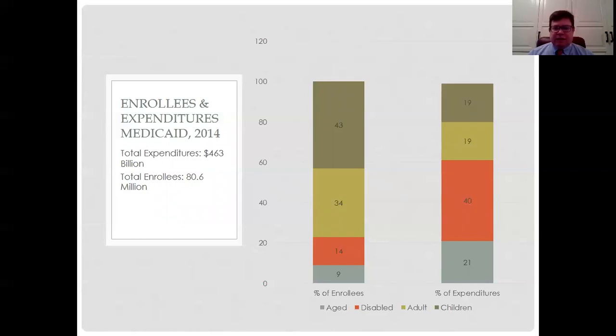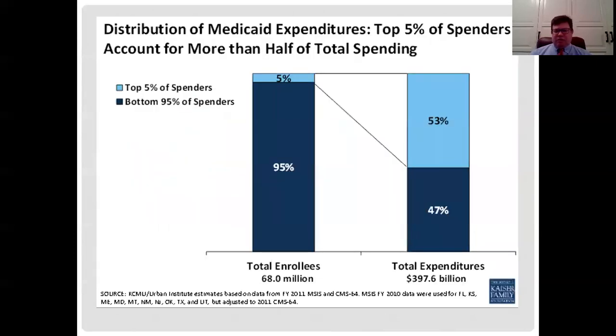But what we see is that disabled people take up the plurality of the expenditures for Medicaid. While they're only 14% of the overall population getting Medicaid, they account for 40% of the expenditures. I was not able to find an updated chart on this, but my guess is that it probably hasn't really changed. What we see is that overall, there are a few individuals that are very sick.